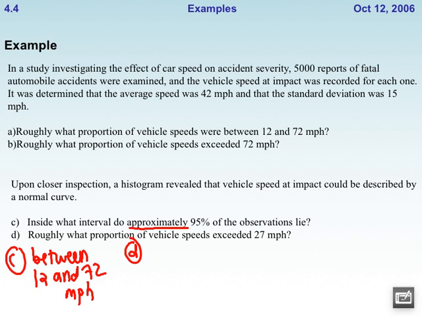Roughly what proportion of vehicle speeds exceeded 27 miles an hour? 27. Well, that's like minus 1 standard deviation. Yeah, so it's 1 standard deviation away. You calculate a z-score. So it's 27 minus our mean of 42 divided by a standard deviation of 15. So we get a z-score of -1.